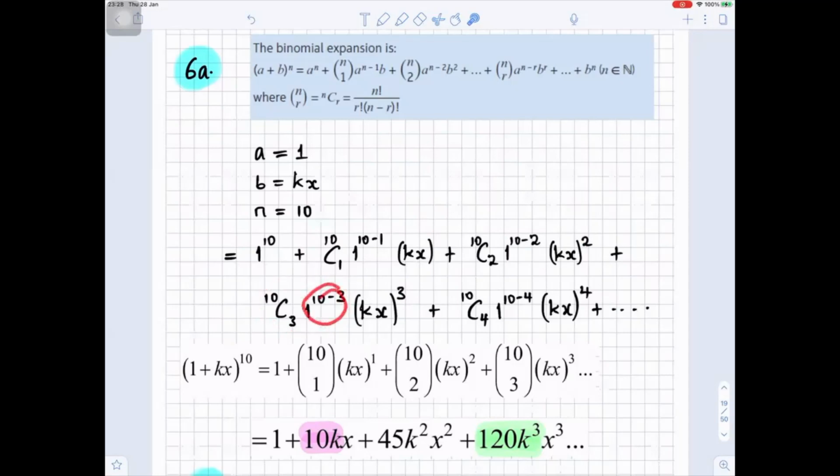1 to any power is 1. So you end up with 1 plus 10kx plus 45k squared x squared. Don't forget it's k squared and x squared. 45k squared x squared, and then 120k cubed x cubed.